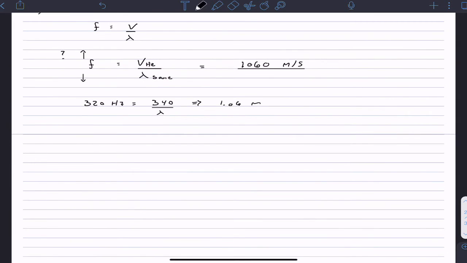You can try that yourself. So then we plug that in and put 1.06 meters. This means that your frequency is going to be 1060 over 1.06. This is the speed of sound in helium, and this was the wavelength that we had established in air. We're not changing that. So this gives us 1,000.